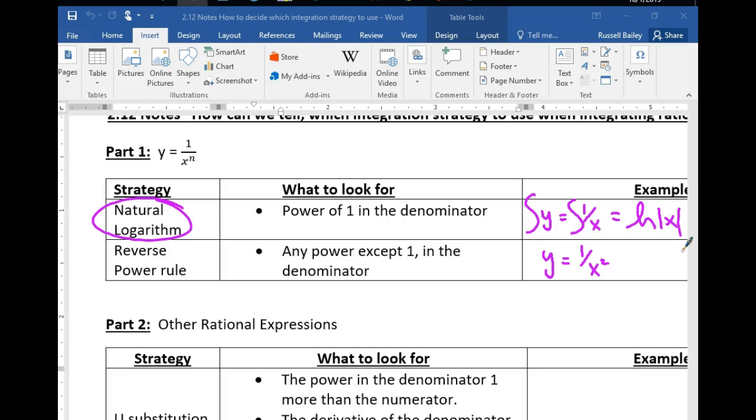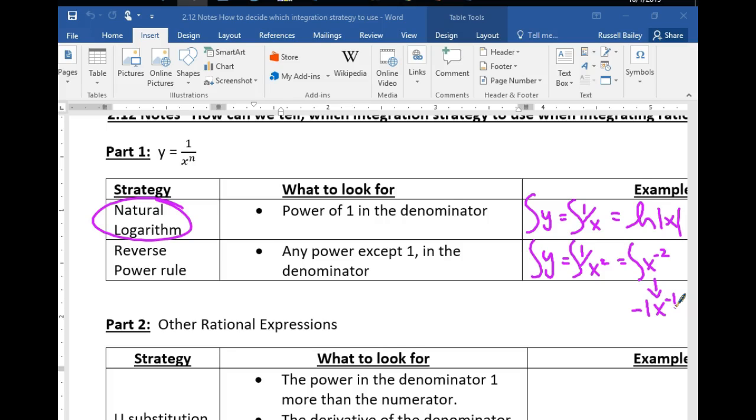But if it's anything else, we would bring it to the top as a negative, right? And we would do the reverse power rule, where you add 1 to the power and divide by that number. So what would this come out to be? Negative 1, x to the negative 1, right?